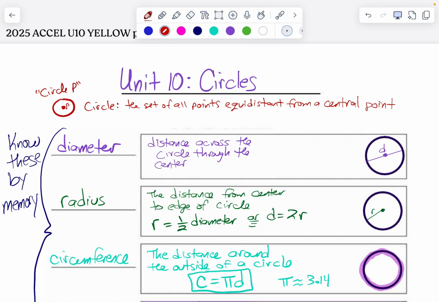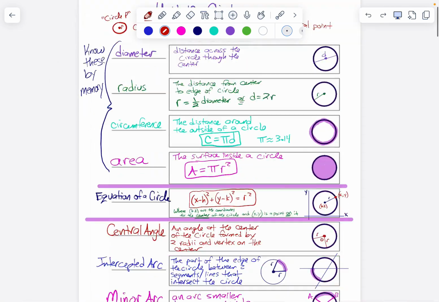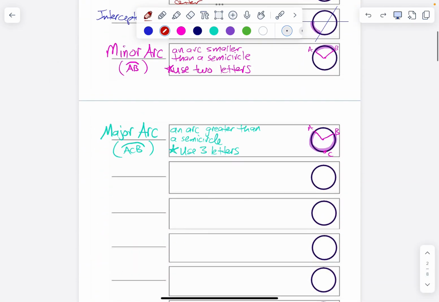Circles and triangles are pretty neat. So circle P, you'll see that as we work. It'll just have a circle with a dot and it will say something like circle P, okay? And now you know that means circle. All right, back to it. Sorry, I forgot to do that.